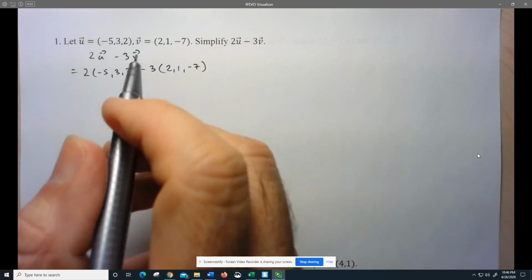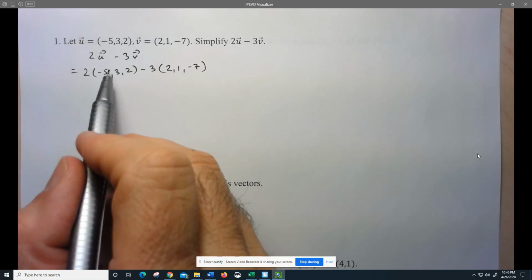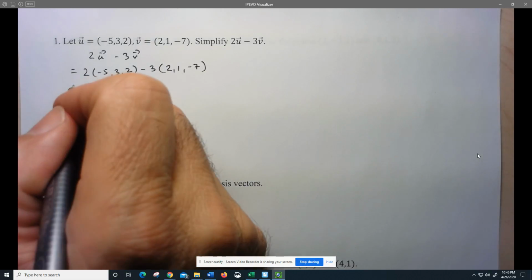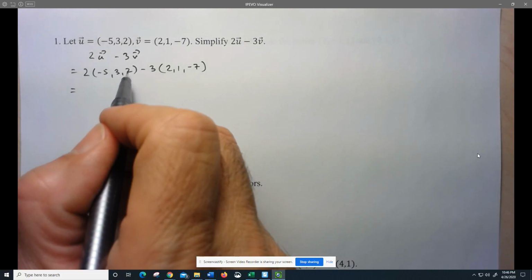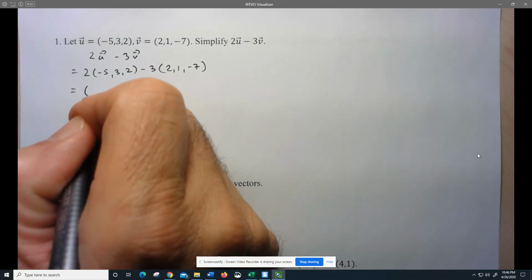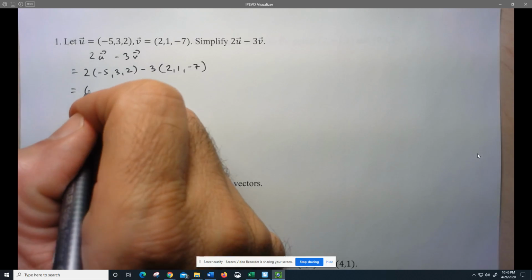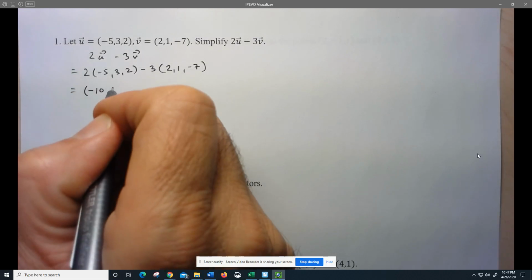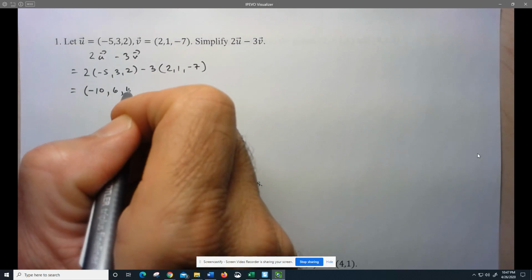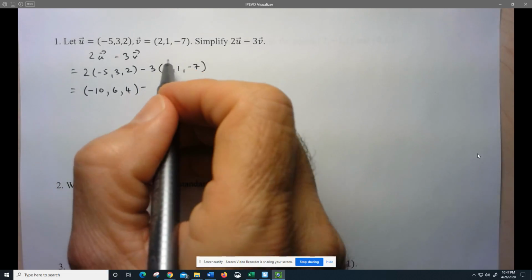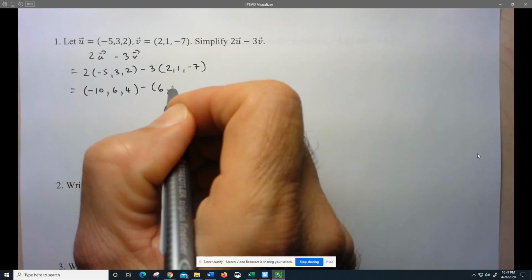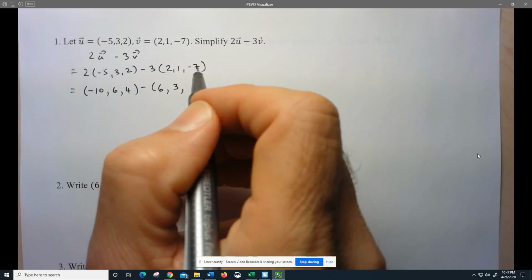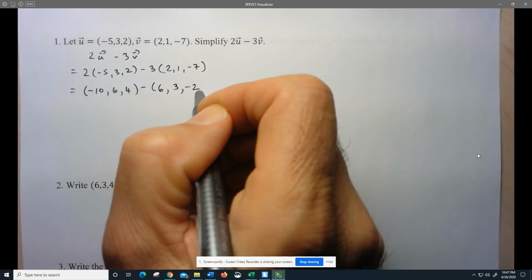All right, so the first thing I'm going to do is I'm going to apply the scalar multiplication to both of these vectors. So here we said that we multiply by a scalar by just multiplying the individual components. So this first operation is going to give me negative 10. 2 times 3 is 6. 2 times 2 is 4. Minus, and here I'll multiply out the 3. So 3 times 2 is 6. 3 times 1 is 3. And 3 times negative 7 is negative 21.